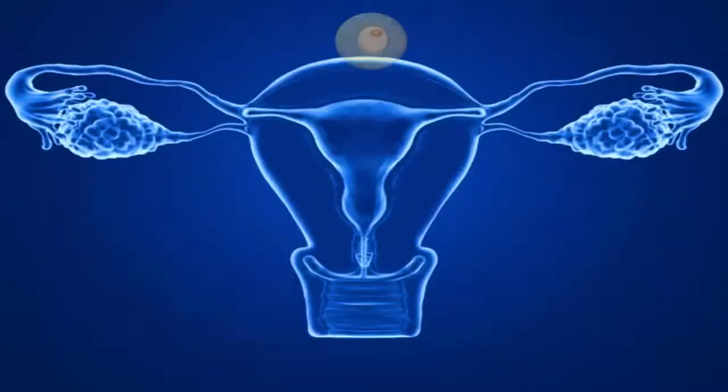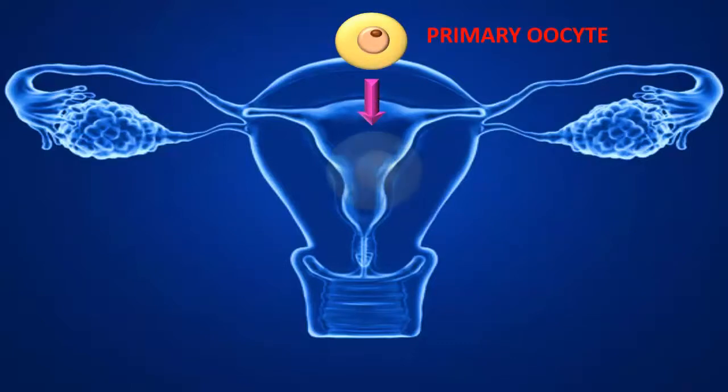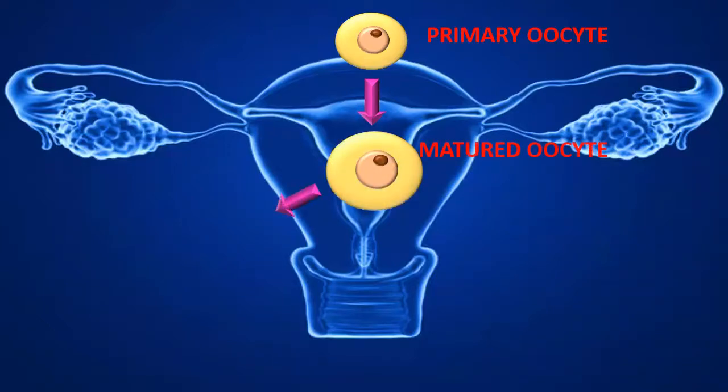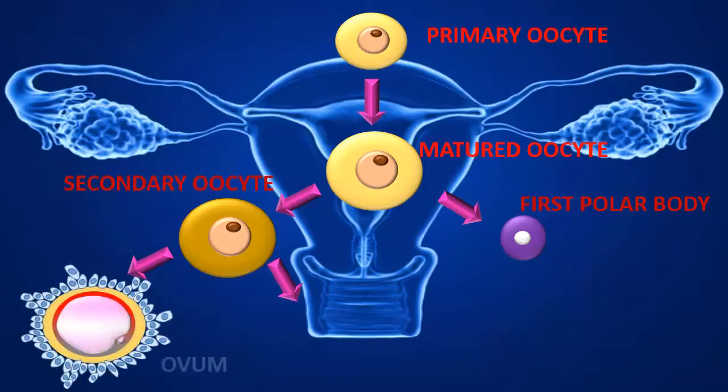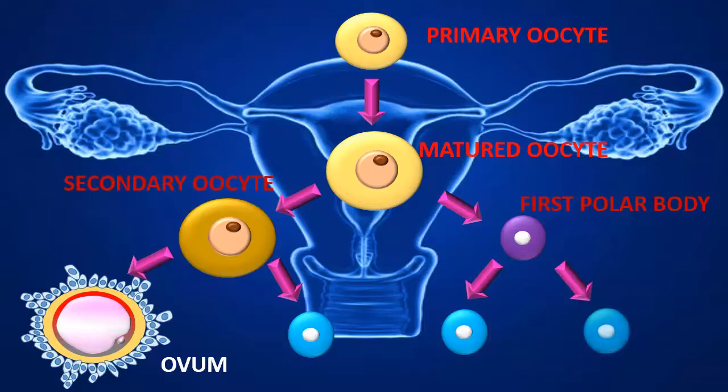During oogenesis, the oogonia become primary oocytes, which undergo meiosis I and form the first polar body and a secondary oocyte. The secondary oocyte undergoes meiosis II and forms an ovum and a second polar body. The first polar body undergoes meiosis II and forms two polar bodies.